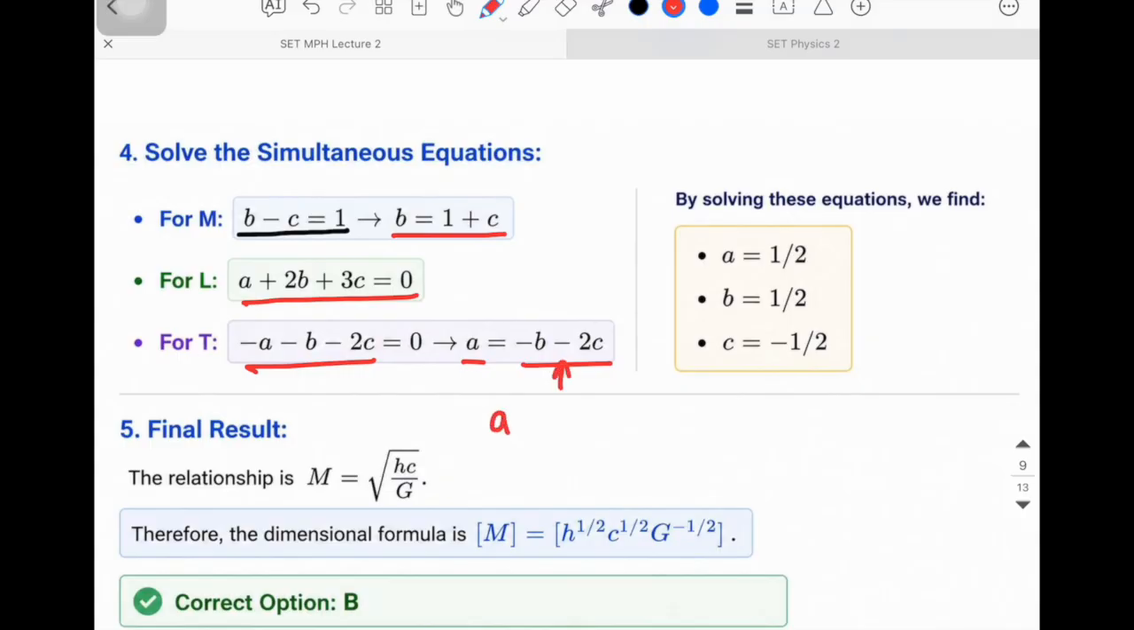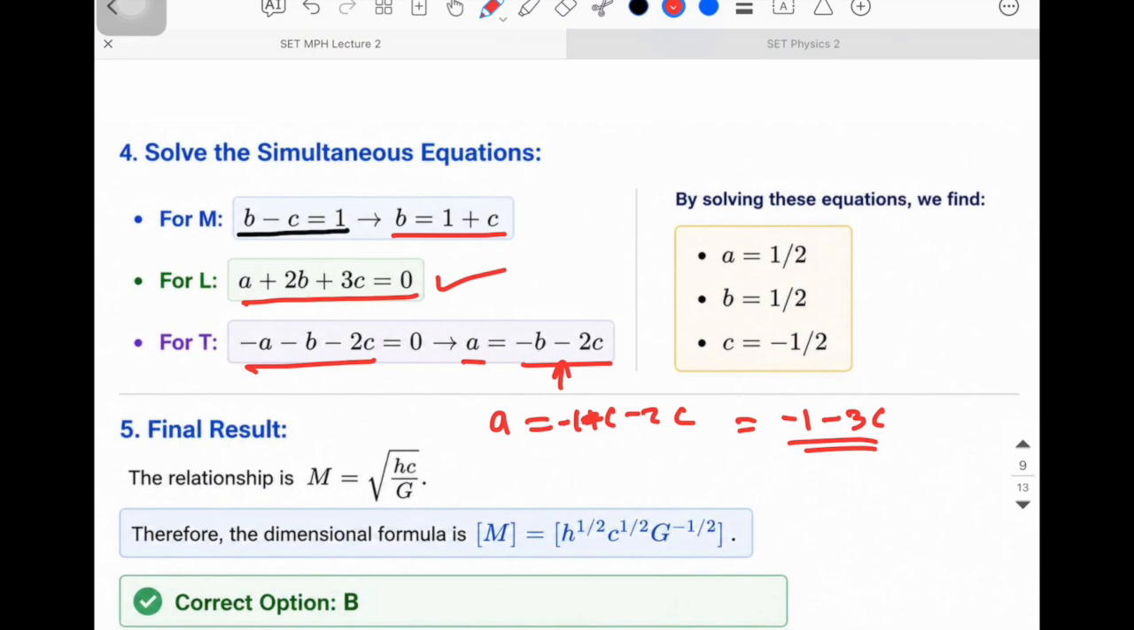Here we will get a equal to 1 plus c minus 2c, minus b. So minus 1 minus c minus 2c. So this becomes minus 1 minus 3c. Okay. So we will get a equal to minus 1 minus 3c. And substitute the value of a and b here.